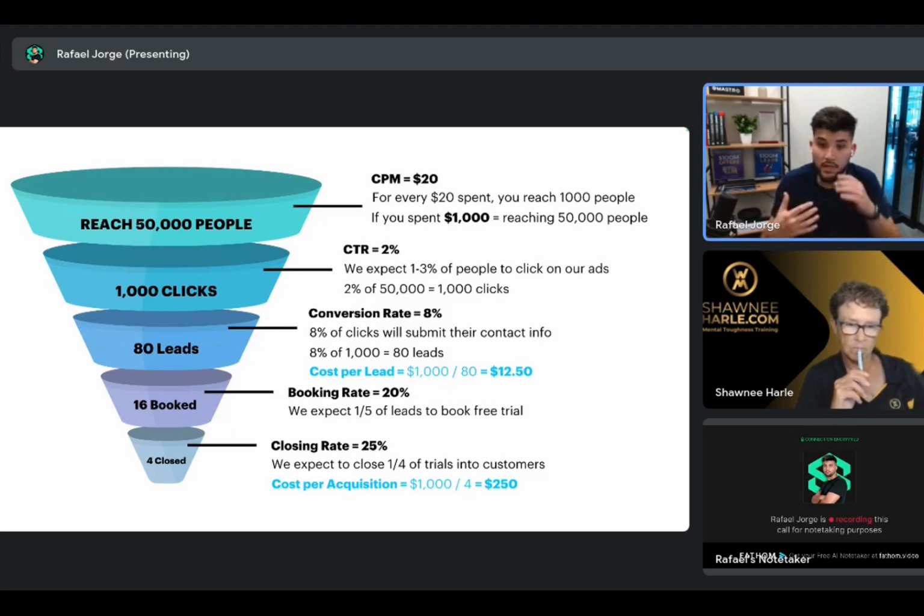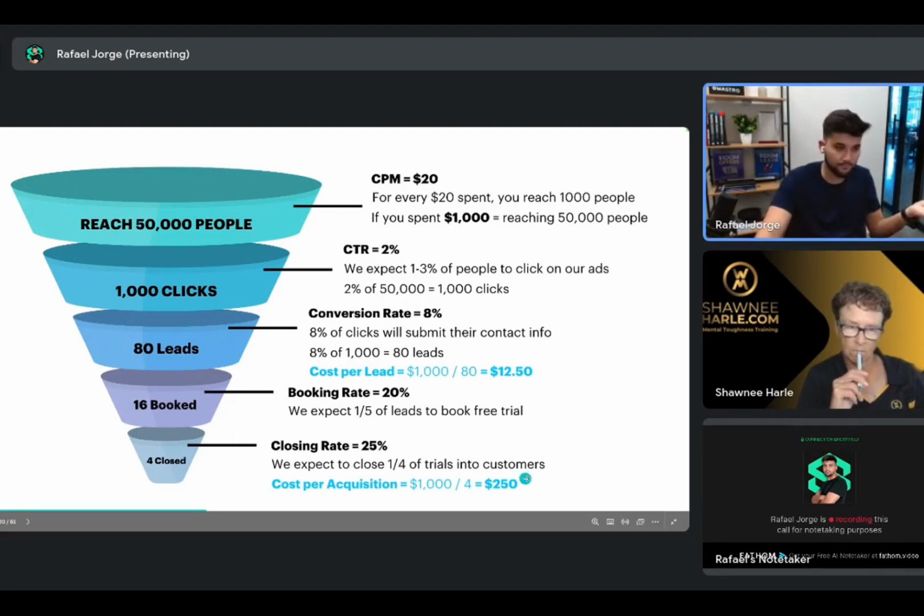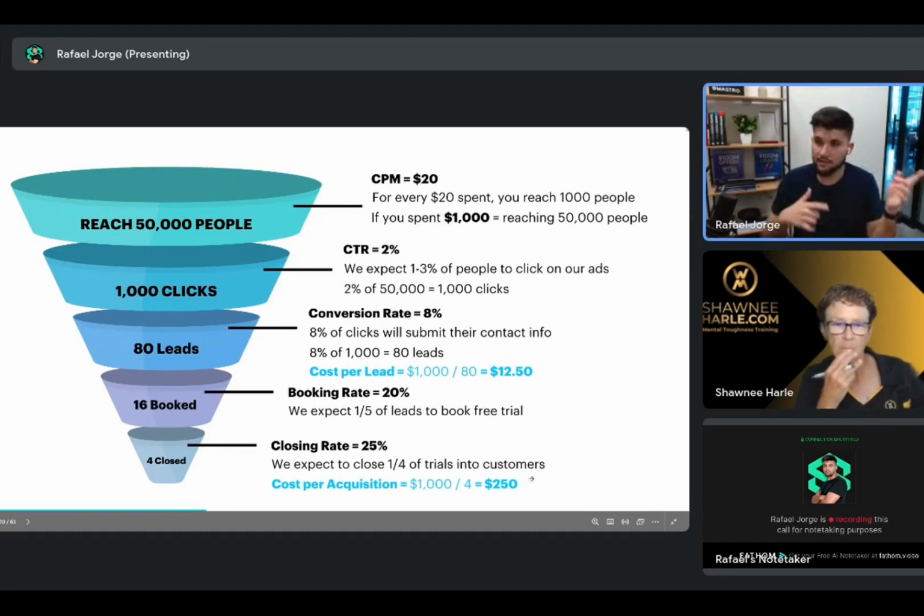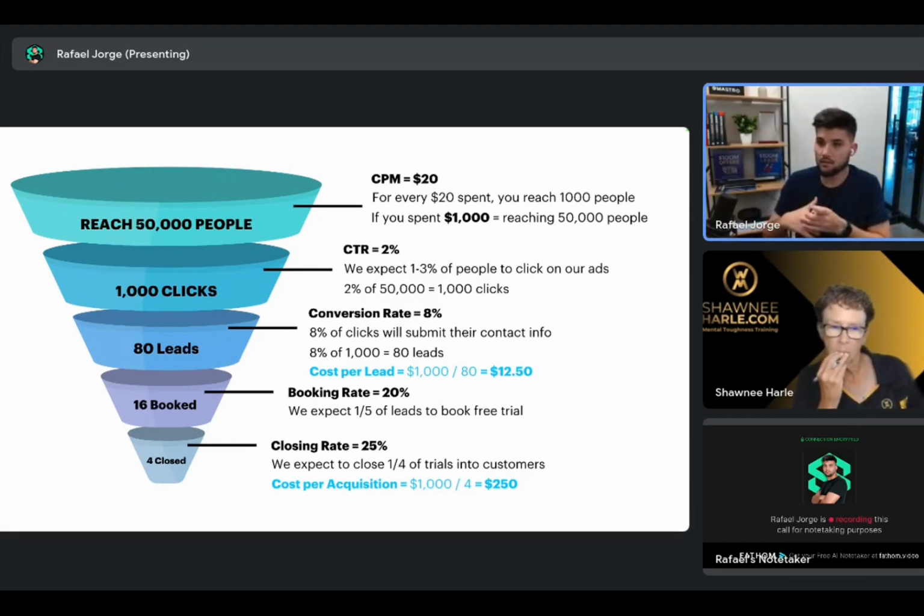And then if you do that, if you divide the amount invested in ads to start with, which in this case was $1,000, by the number of customers that you were able to acquire, you get your CAC, which is your cost per acquisition of customer. That's in this case $250. So that's how much this advertiser paid for each customer that came in the door. And that's the ads game.